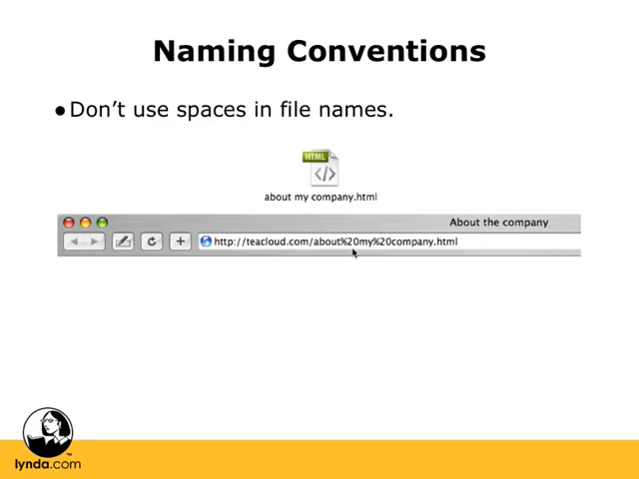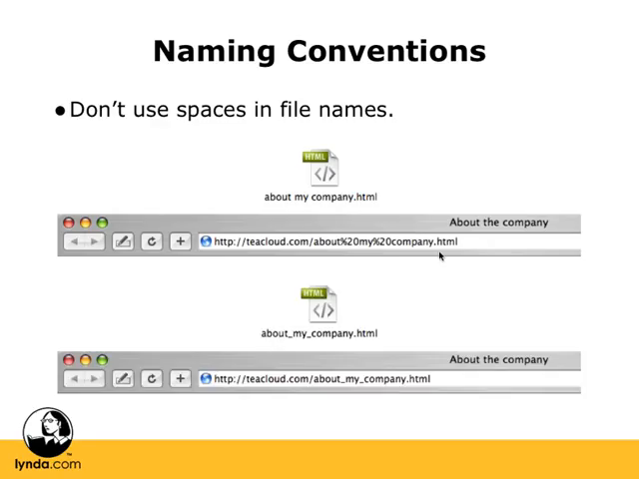In addition to being pretty ugly, imagine trying to tell somebody that the address of your web page is tcloud.com/about%20my%20company.html. If you really need to separate words in a file's name, try using either a hyphen or an underscore character. Like we see here, these are underscores. And you can see here it looks much cleaner in the address bar of the browser.